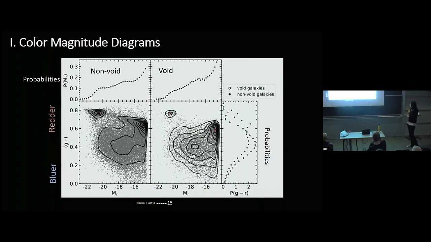Some qualitative comparisons that we can make between the void and non-void galaxy populations: it appears that the void galaxy population has a less dense concentration of those brighter redder galaxies, and that the blue peak of the void galaxies has a G minus R color that's about 0.05 magnitudes bluer than the location of the blue peak for the non-void galaxies.